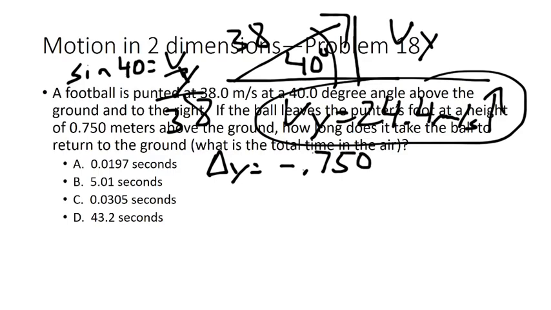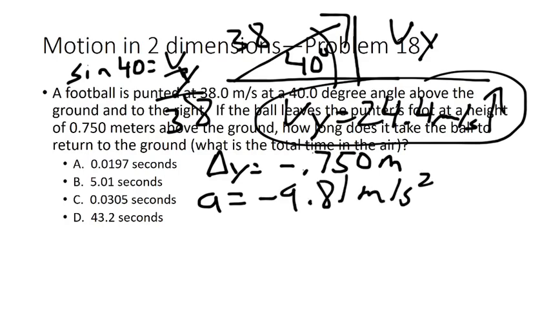If the ball simply returned to its original height, its vertical displacement would be 0. But in this case, it's going to fall 0.75 meters beyond that, and since it's down, we're going to have negative 0.75. Our acceleration is the acceleration due to gravity. And what we've got to do now is try to solve for time.